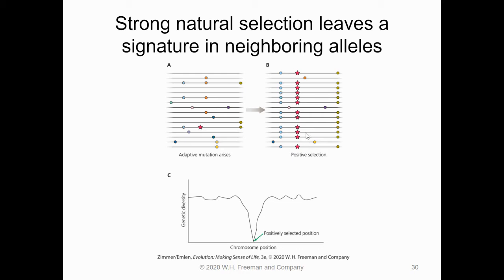As we know, recombination between two loci that are very close together does not occur frequently. So you need a lot of time for that to be broken down.